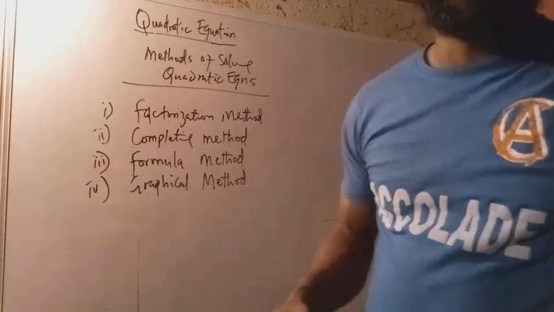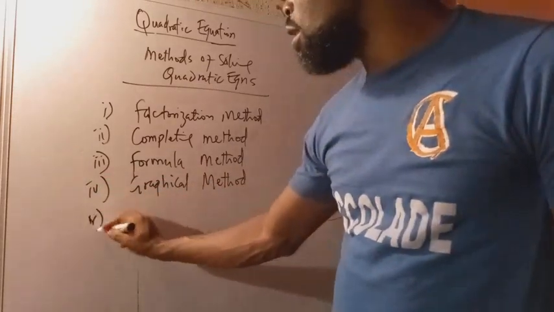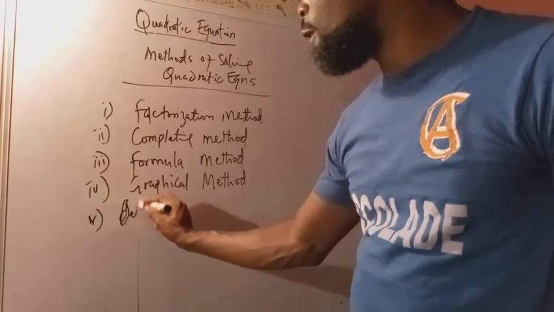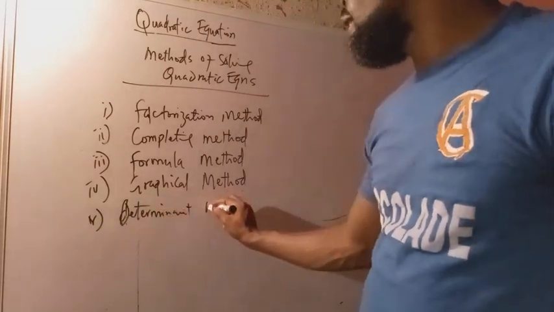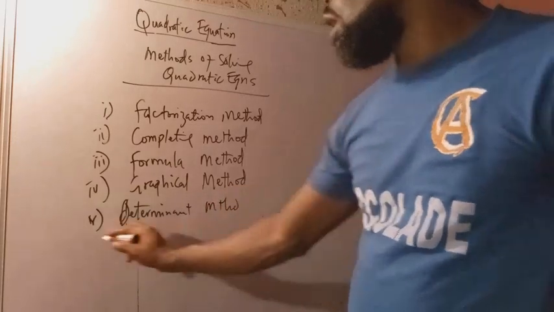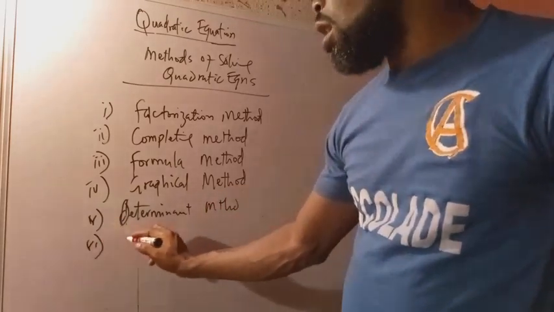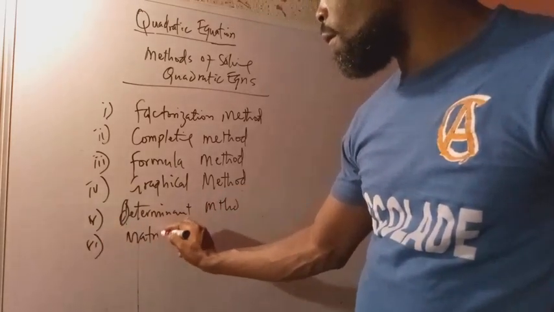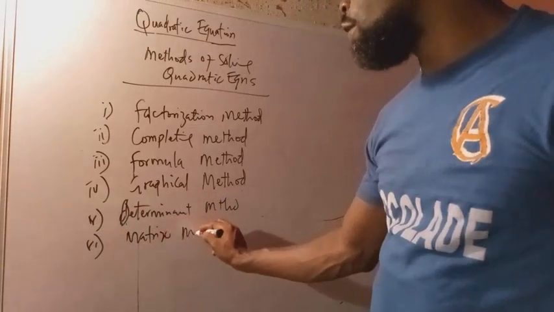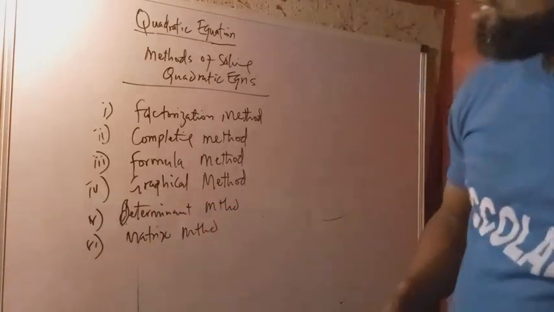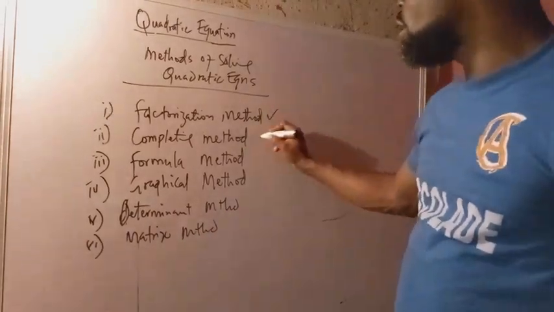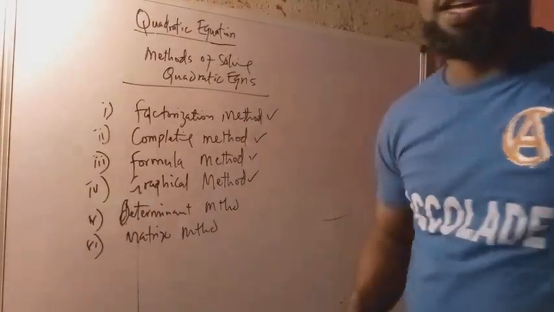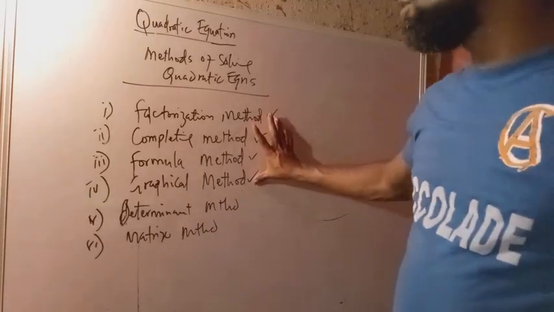Then there are other methods, like the determinant method and the matrix method. The matrix method is different from the determinant method. But in the scope of this lesson, we are going to focus on these, and this one. So this is what we are going to look at.